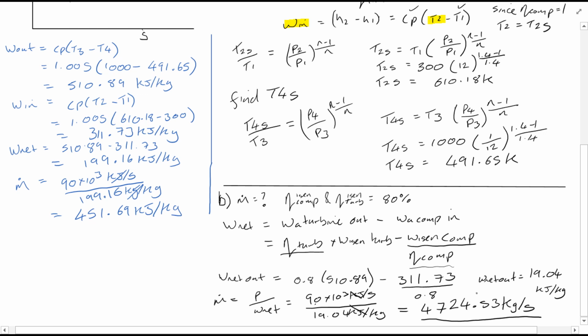Now, the most important thing to note here, though, is to look at this particular mass flow rate and what we calculated for an isentropic process. And what you'll see is that almost 10 times more mass is required through the engine to produce the power output. So it's quite significant.